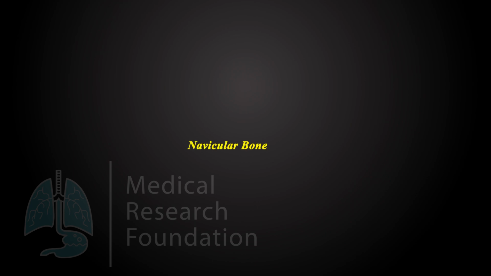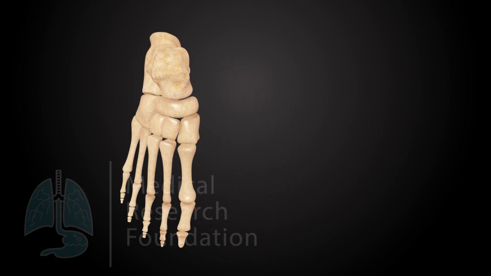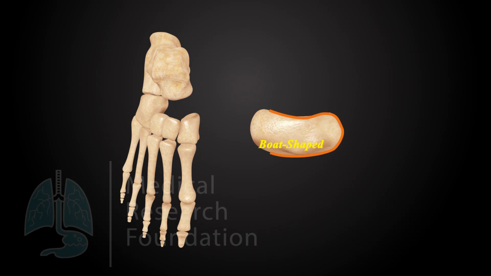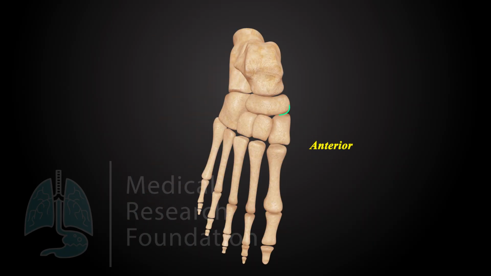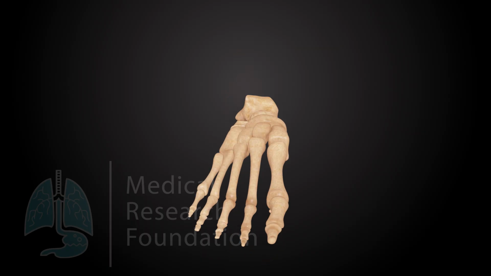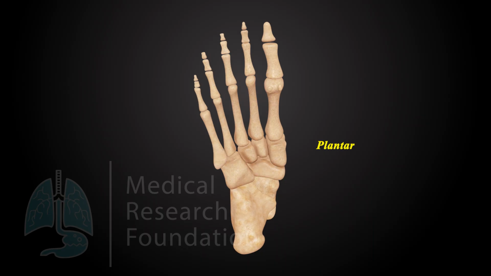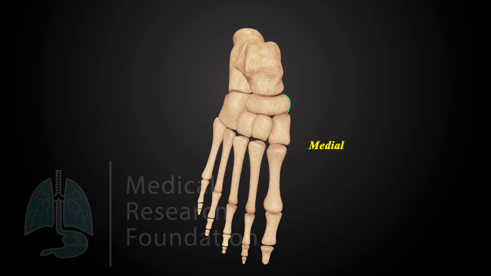Navicular bone. The navicular bone is boat-shaped. It is flattened anteroposteriorly and presents 6 surfaces: anterior, posterior, dorsal, plantar, medial, and lateral.